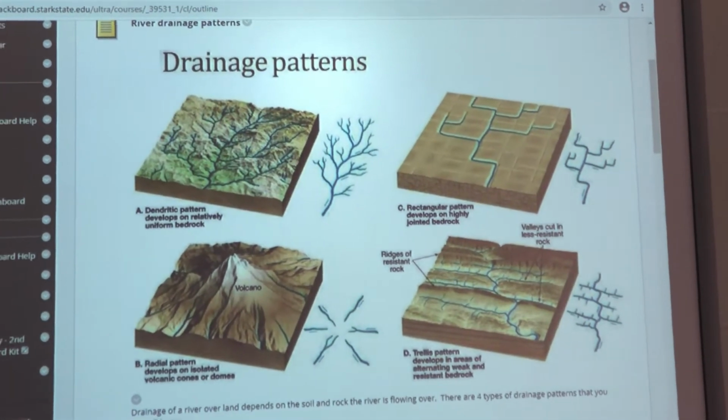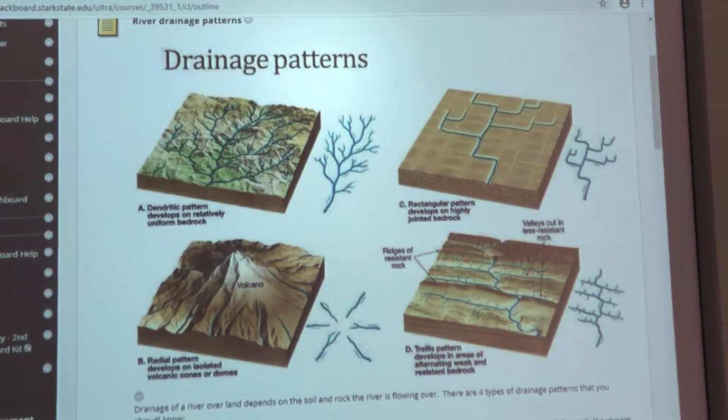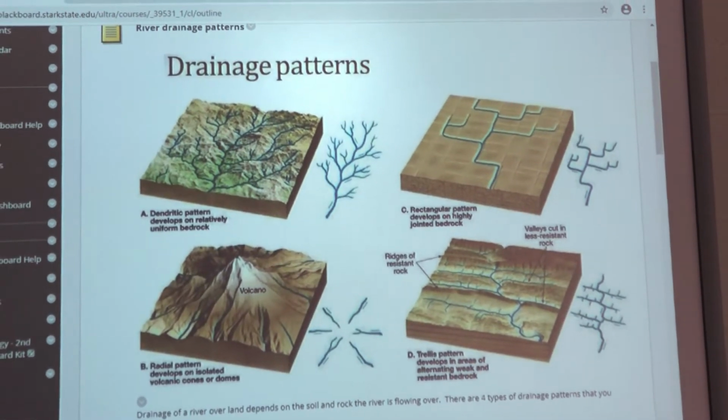Letter B is a radial pattern. It is like a wagon wheel. It is when you have a high elevation and the water runs away from the center point.